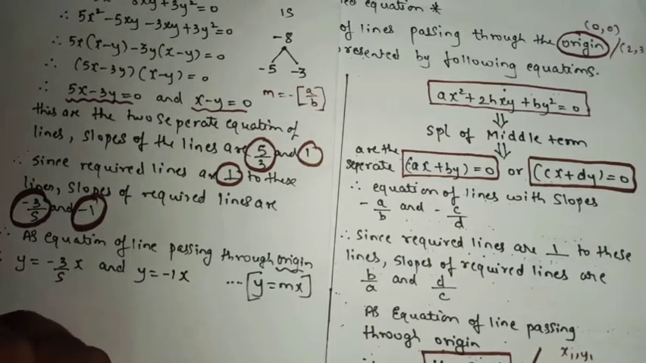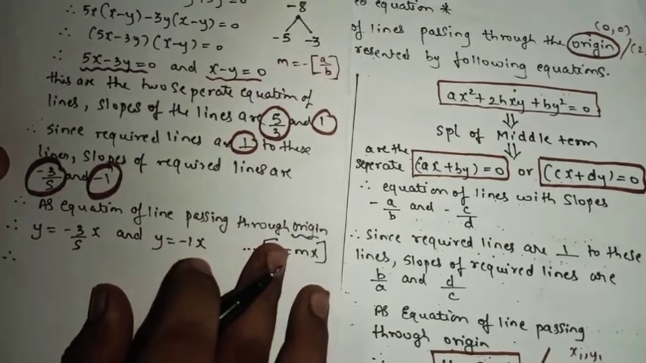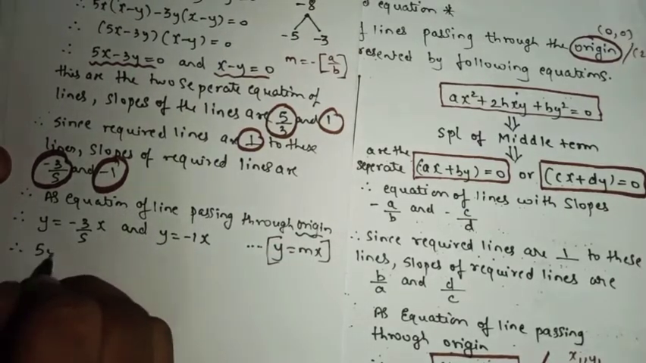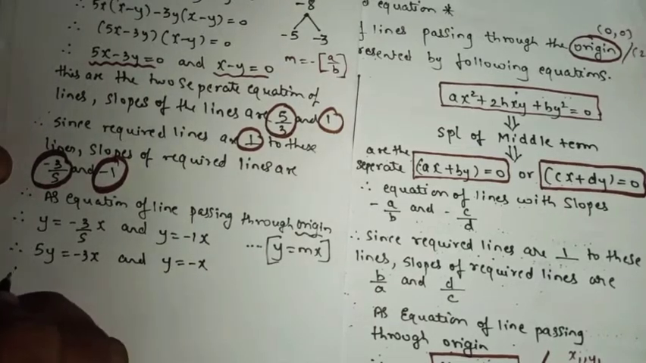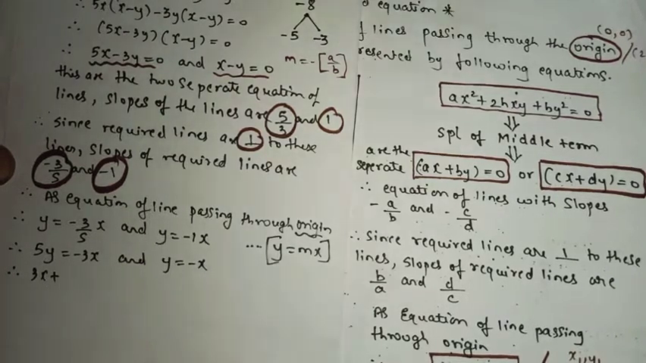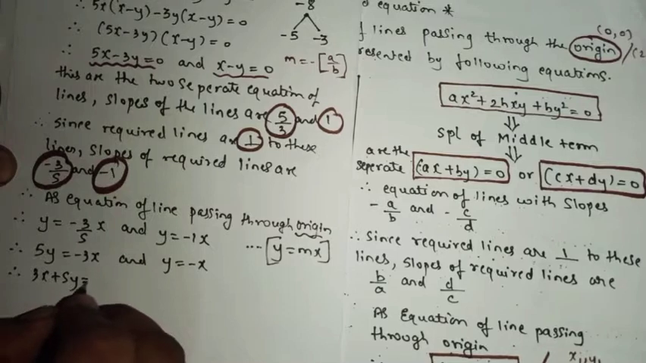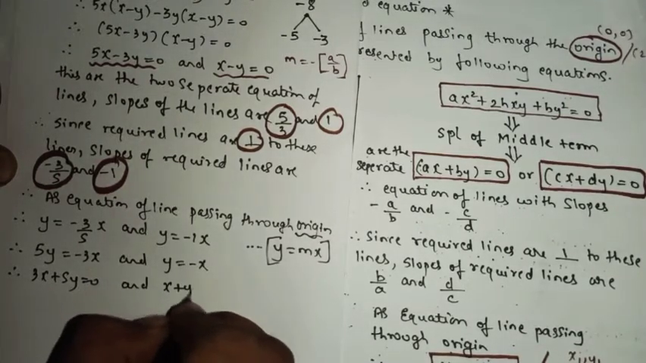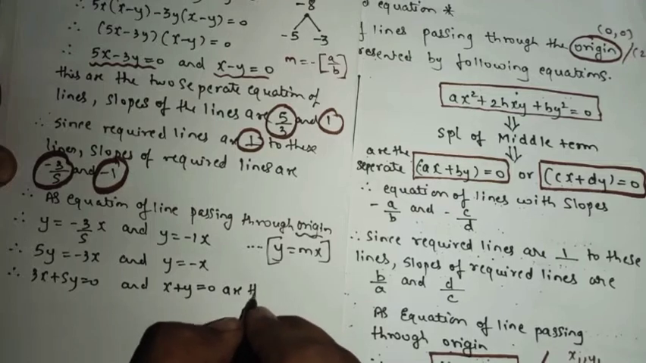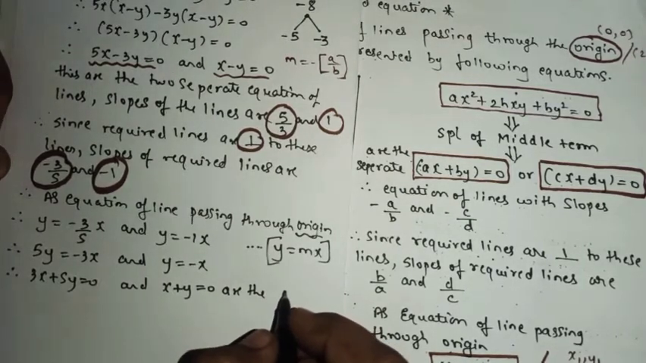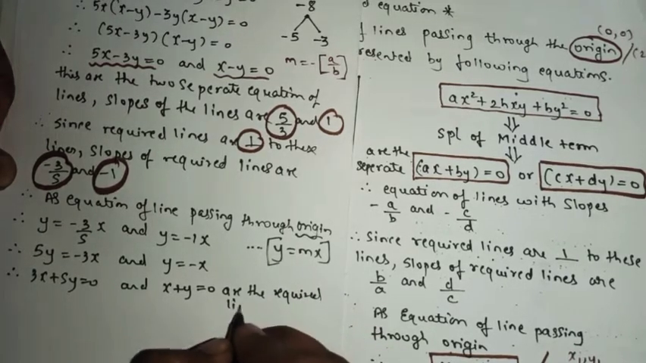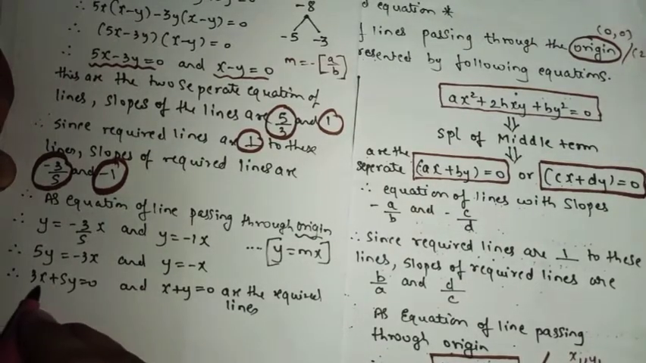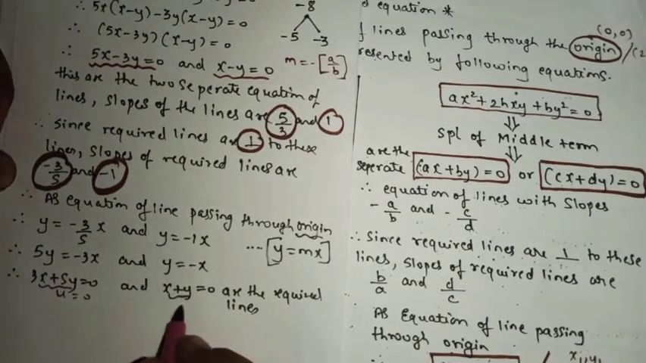Okay, now shift this 5. So what you will get? 5y equal to minus 3x and y equal to minus x. Arrange the equation, see to it that you keep the sign of x positive. So 3x plus 5y equal to 0 and x plus y equal to 0 are the required lines. Yes or no? Required lines. So now here we got linear equations. Yes or no? We'll consider this part as u equal to 0, this part as v equal to 0.